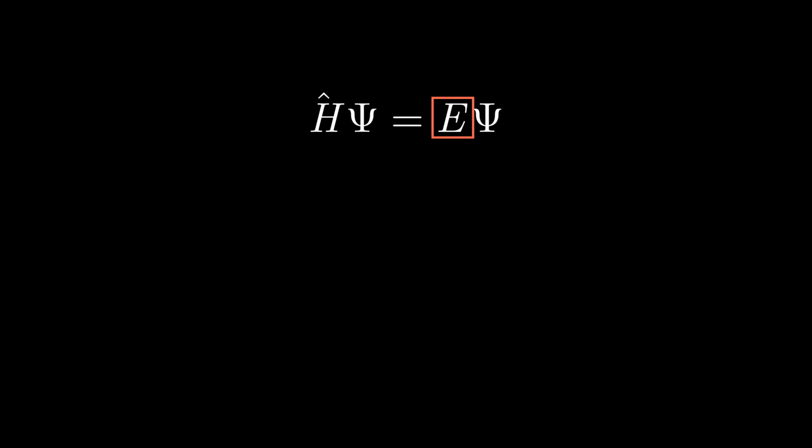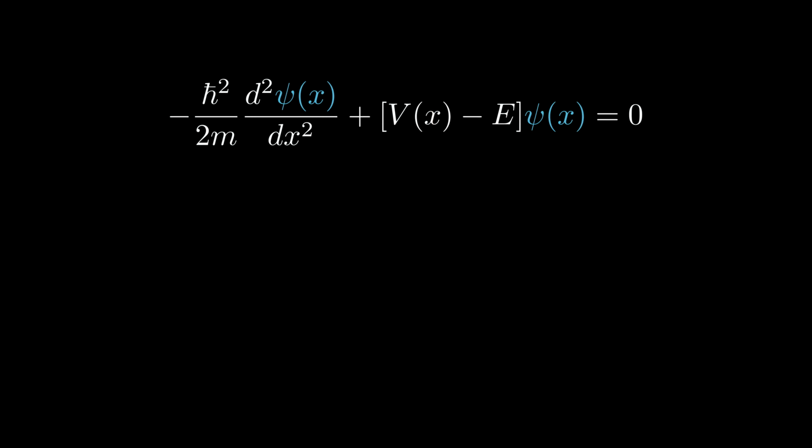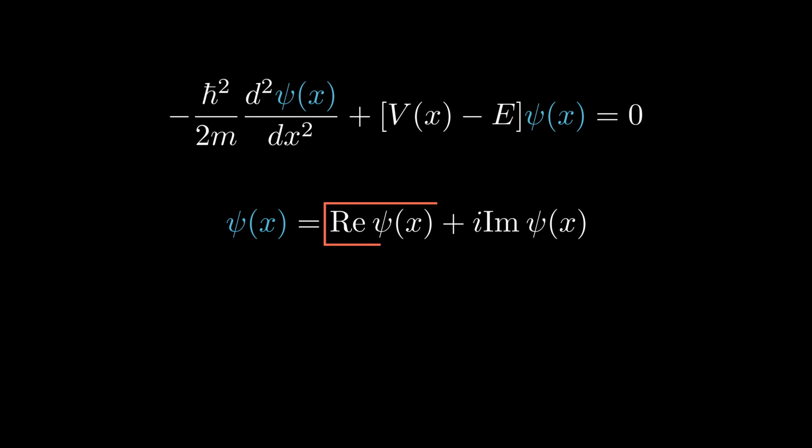This equation gives us the allowed wave functions for a particle at a specific energy. Typically, the solutions to this equation can be complex. That means the wave function psi of x could have both real and imaginary components. But here's the important point. Griffiths tells us that we don't always need to work with complex wave functions.